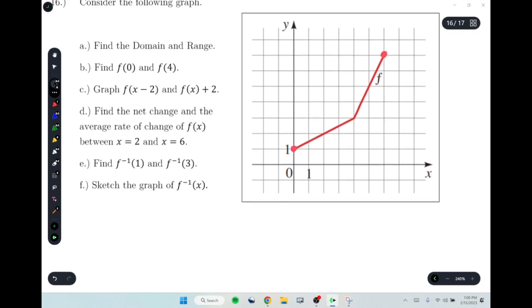Find the domain and range. Domain is x. Where does it start? It starts at 0. Careful. It literally starts at 0. Okay, good. Make sure. And it includes it because.